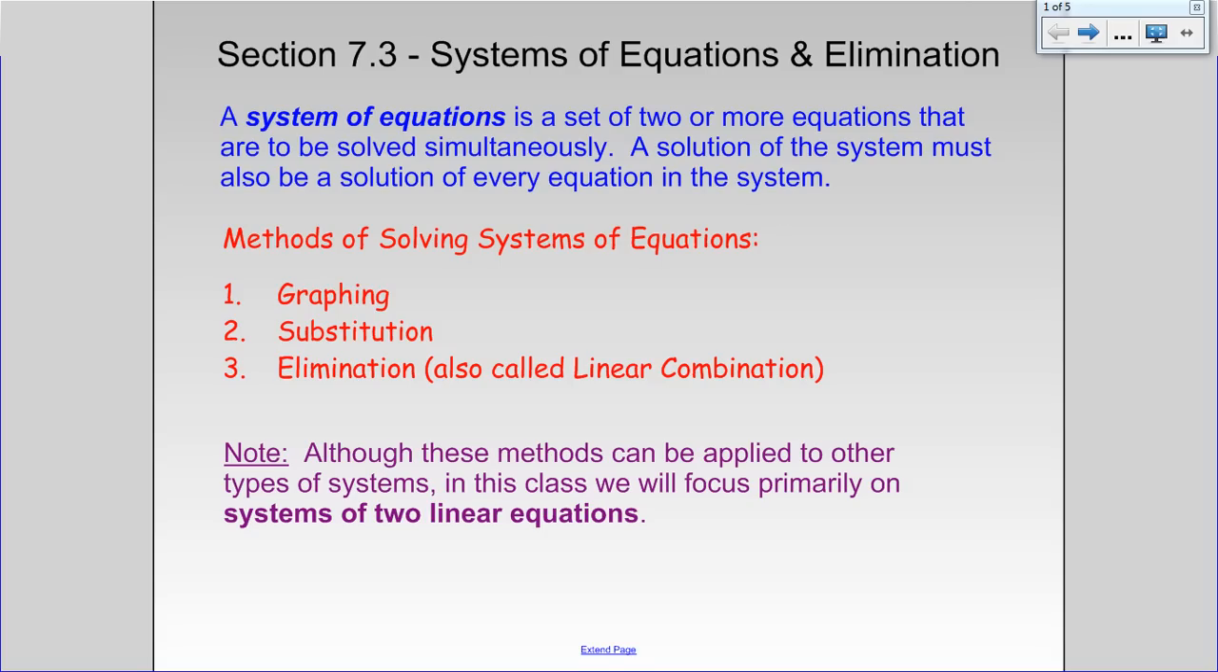And like the substitution method, the elimination method is an algebraic method. It's also sometimes called the linear combination method, and it's a particularly useful method in the branch of mathematics called linear algebra, which often deals with solving systems of three or more linear equations. In this class, however, we will continue to focus primarily on systems of two linear equations.